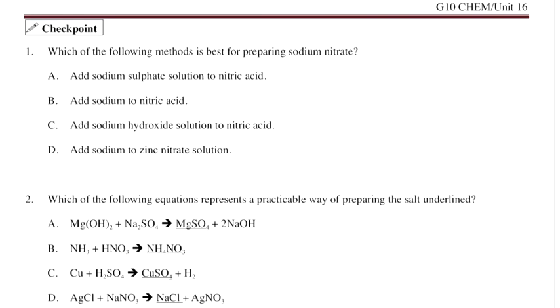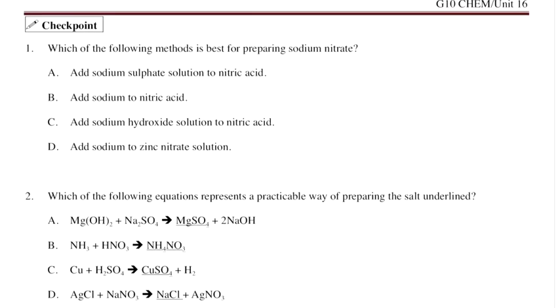Okay, question 1. Which of the following methods is best for preparing sodium nitrate? Sodium nitrate contains the sodium ion, so we need to choose the third method, using just the right amount of an acid that contains the target anion, and the other reactant should be either an alkali that contains the sodium ion or a salt that contains the sodium ion. So take a look.